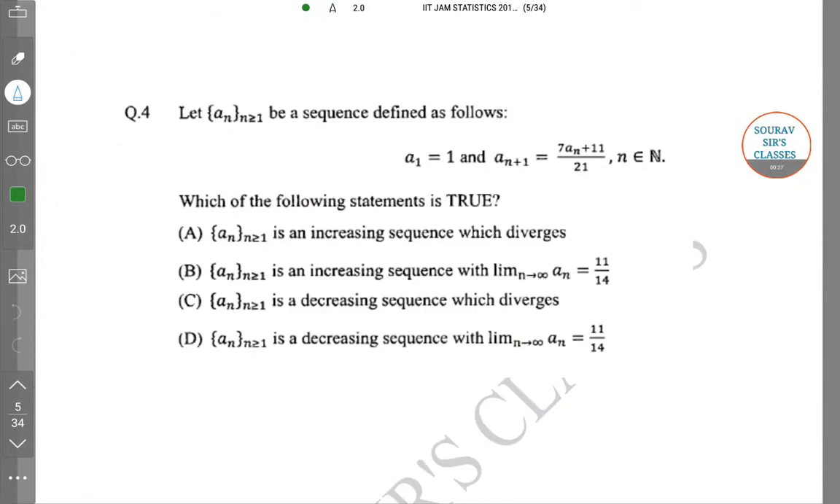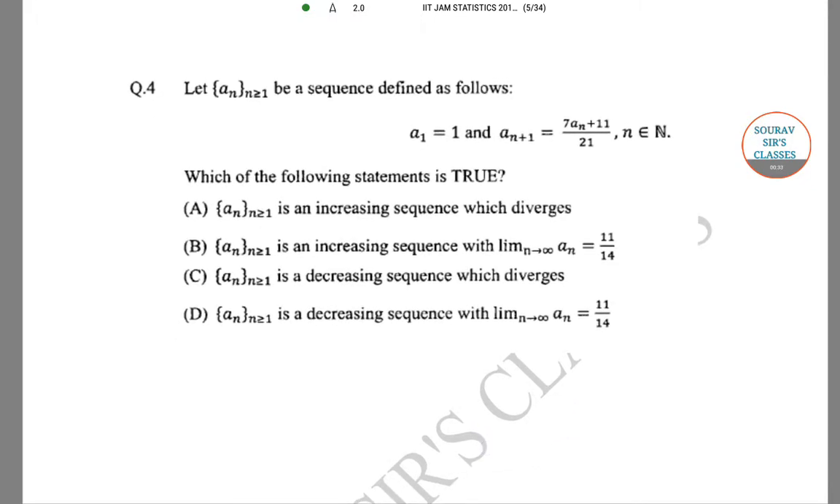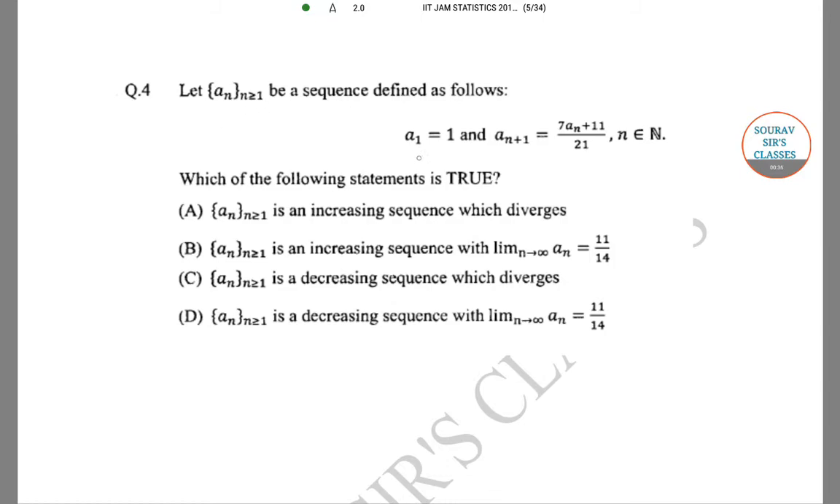Today we are solving the IIT JAM Statistics 2017 question paper, and the problem in hand is: let a_n be a sequence defined as follows. a_1 equals 1 and a_{n+1} is defined recursively, which is equal to (7a_n + 11)/21. Now the options are basically the monotonicity of a_n, whether it's an increasing or a decreasing sequence, and what is the limit of a_n. So we know that a_1 is equal to 1, a_{n+1} equal to (7a_n + 11)/21.